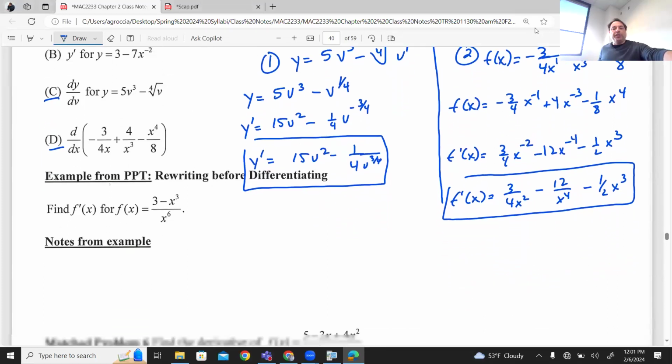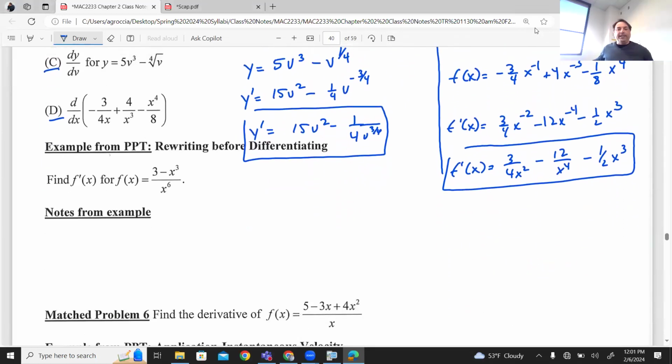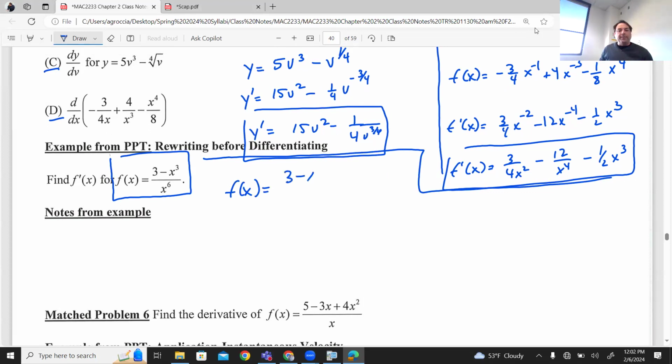Last practice one I want to do is this one right here. Okay, so I'm going to ask you to find the derivative of this. I have explained enough where you are able to do this one. I want you to find the derivative of 3 minus x to the third over x to the 6. Okay, find the derivative of that.